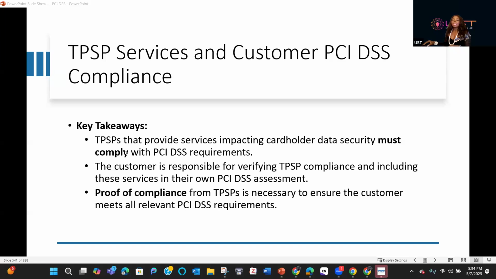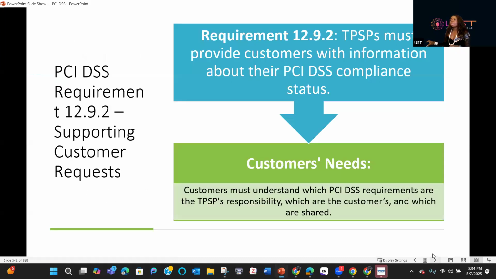Takeaway slide. A third-party service provider providing a service impacting cardholder data must comply with PCI DSS requirements. A customer is responsible for verifying third-party service provider compliance and including the services in their own PCI DSS assessment. Proof of compliance for third-party service providers is necessary to ensure the customer meets all relevant PCI DSS requirements.